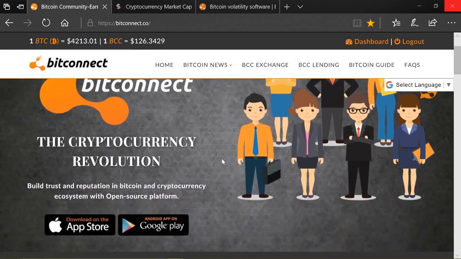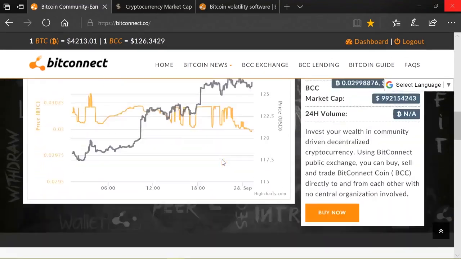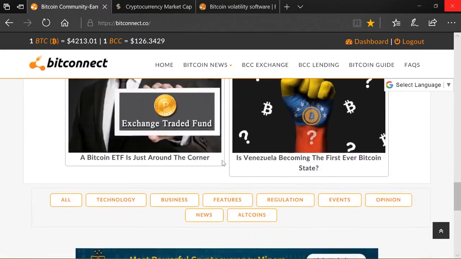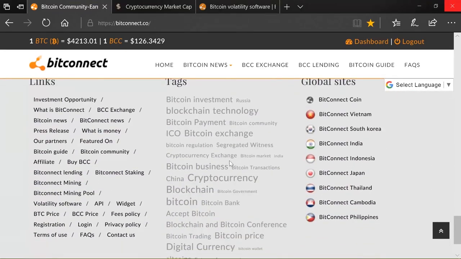But if we scroll all the way down to the bottom, and look at the localized global sites, you can see Vietnam, South Korea, India, Indonesia, Japan, Thailand, Cambodia and Philippines. These are the main countries where this is being heavily pushed right now, because that is where all the technical ideas are coming from. That's where all the infrastructure is for certainly the website. And because these are emerging markets that haven't been tapped, Bitconnect is hitting them first.